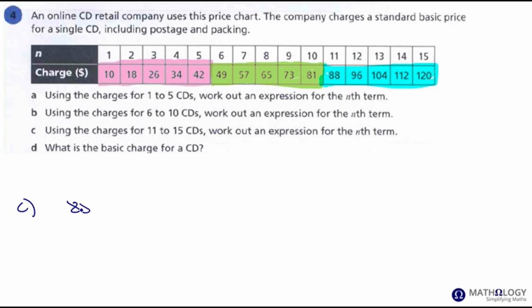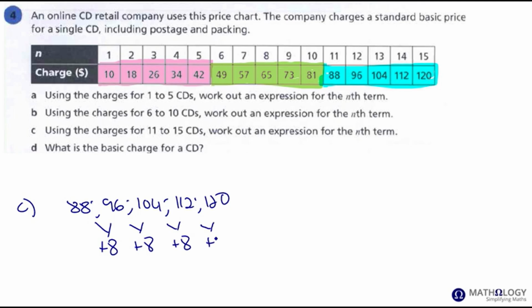So the sequence is 88, 96, 104, 112, 120. So we are adding 8 to each term. So the nth term, Tn, will be 8 times n. When n equals 1, the first term must be 88. 8 times 1 is 8. 8 plus 80 is 88.